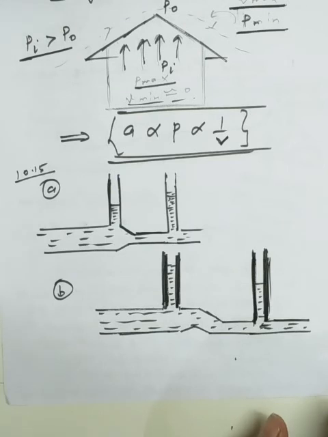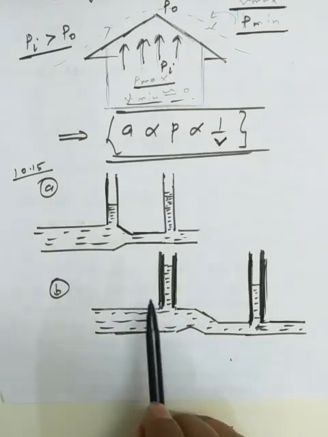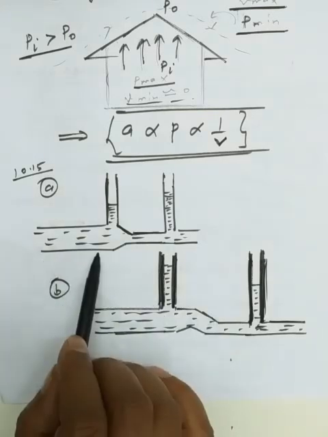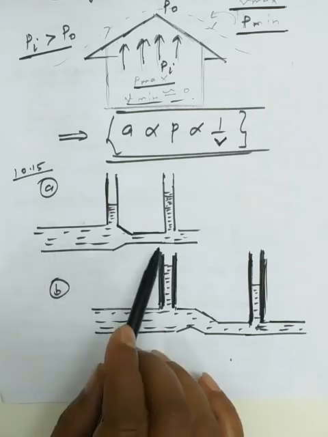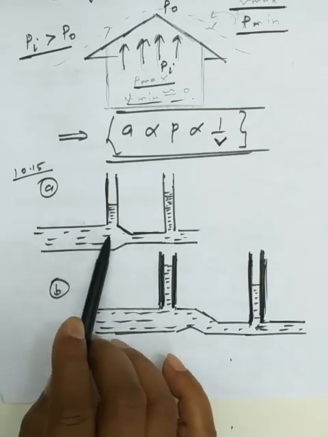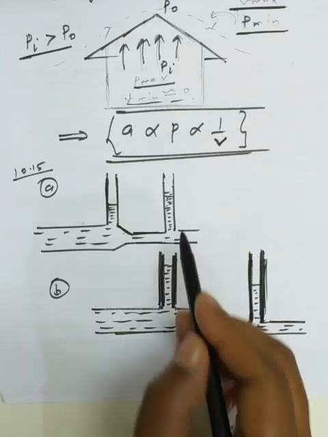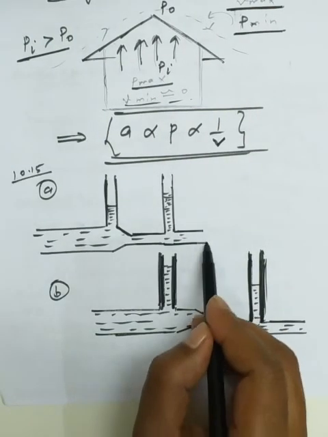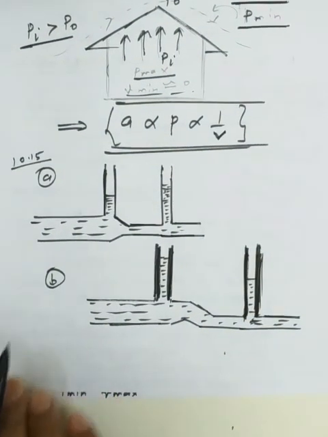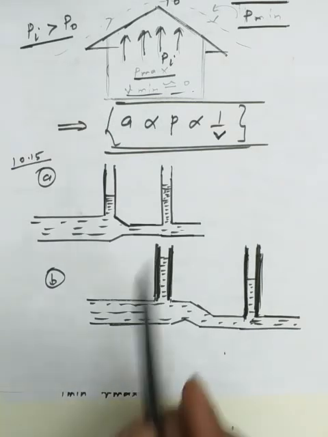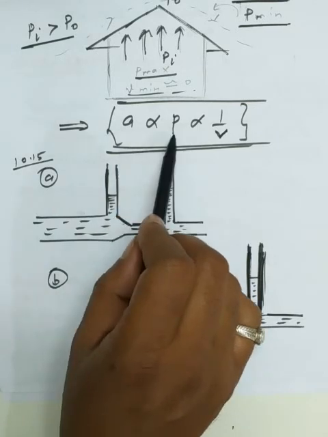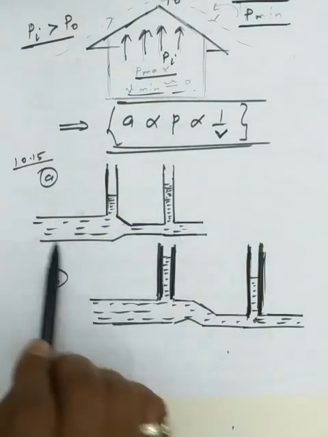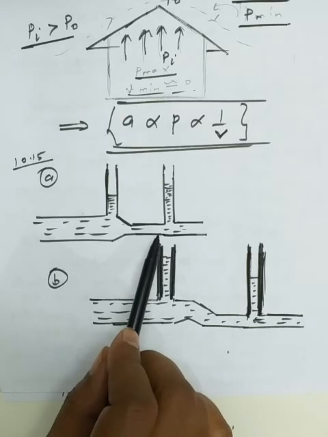Now dear students, here we have two basic diagrams and the question number 10.15. Here we have the flow of a non-viscous incompressible liquid through a tube having different areas of cross section. By use of the concept of the Bernoulli principle, which diagram is correct and which diagram is incorrect? Here we are using the concept that where the area is more, the pressure will be more. So here we are making the comparison in diagram A.